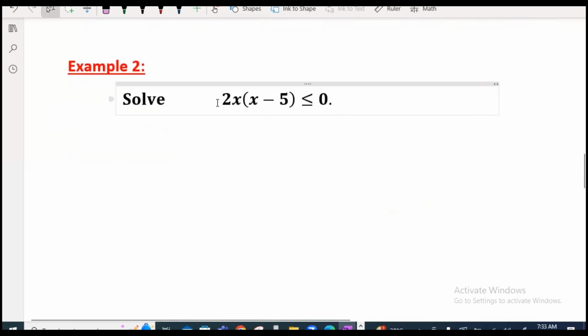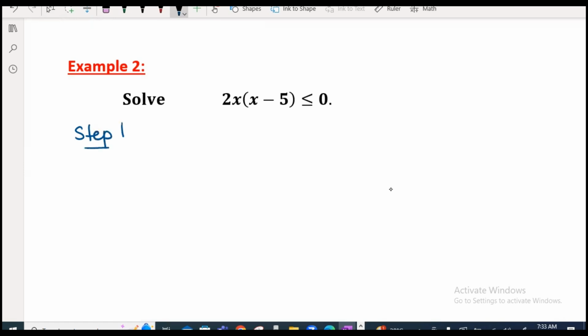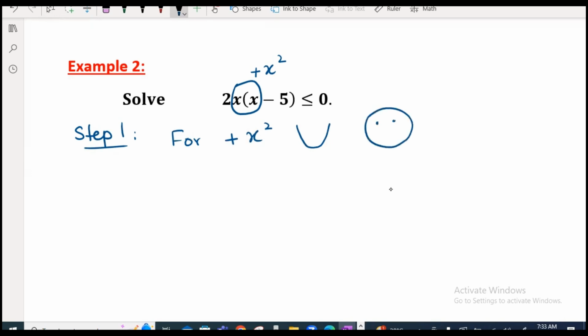Example number 2, solve this type of inequality. So step number 1 is decide which type of parabola you have to draw. This is positive x square, and for positive x square, this type of parabola will be sketched, and you can memorize it with the happy face for positive x square.